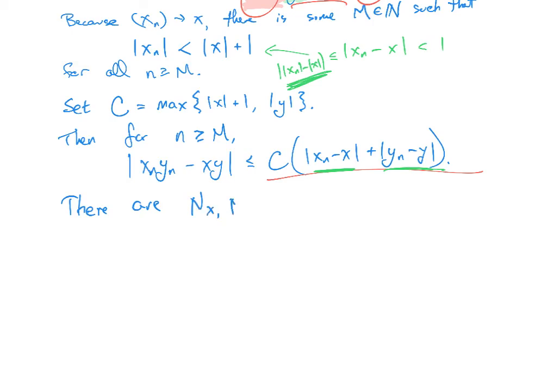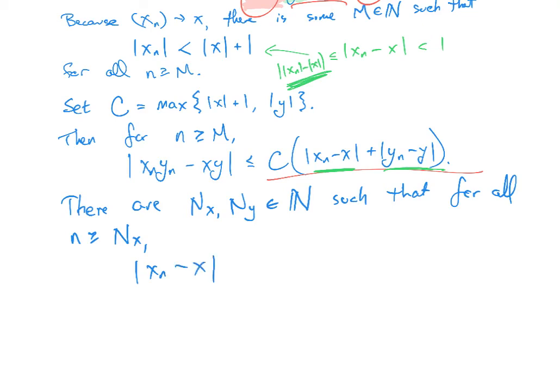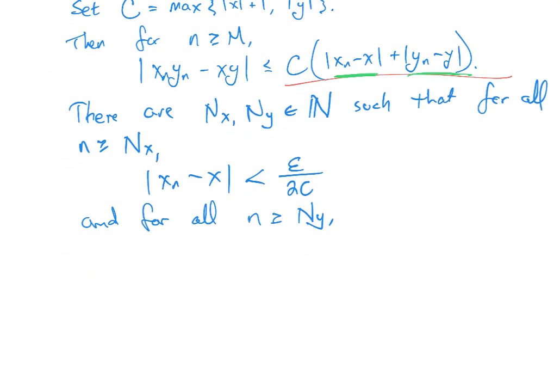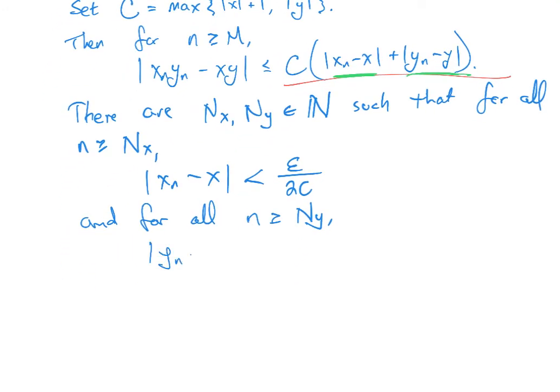There exist Nx and Ny in the natural numbers, such that for all n at least Nx, xn minus x is less than epsilon over 2C. And for all n greater than or equal to Ny, I can make the same claim with the y's.